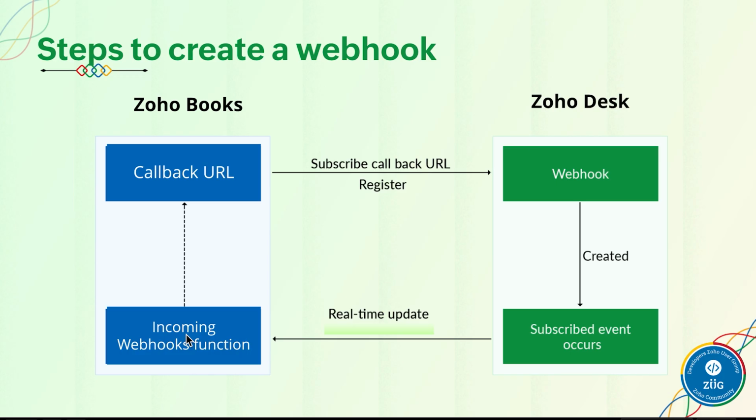This data will arrive in the JSON format, and the incoming webhooks function will receive the payload. Then inside the incoming webhooks function, we can parse the incoming data, extract only the required fields, and create a new contact in Zoho Books using that information. So this is how the webhook is handling things behind the scenes for this particular use case, enabling a seamless real-time integration between Zoho Desk and Zoho Books using the inbound webhook support.